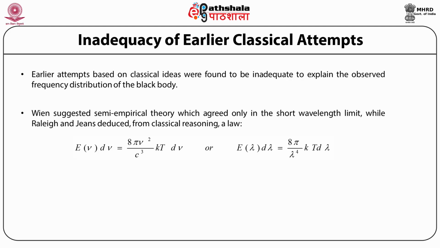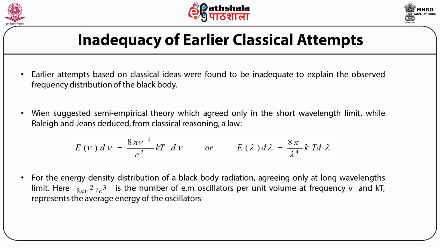This relation can also be expressed in terms of the wavelength, that is, the energy density distribution can also be written in terms of the wavelength, which is given as E as a function of lambda d lambda is equal to 8 pi over lambda to the power 4 kT into d lambda.